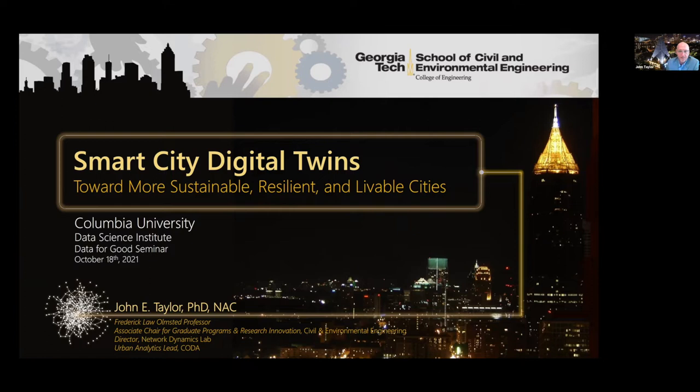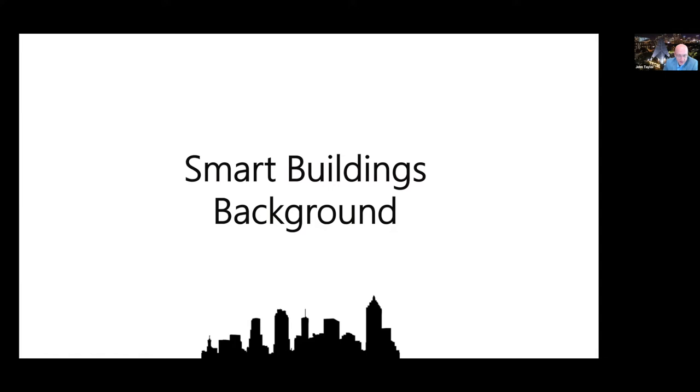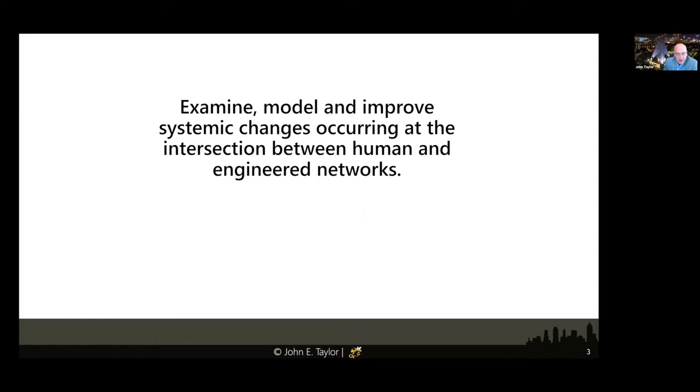As I said, I'll start off with the background, and my point of origin in all of this is studying buildings, in particular activities that were underway, let's say a decade or so ago, to make the information models that represent buildings more intelligent. And so when I launched my lab, even when I was at Columbia, we had the mission to examine, model, and try to improve the bigger changes that are occurring, as Andrew said, with the focus on phenomena at the human and engineered network interface.